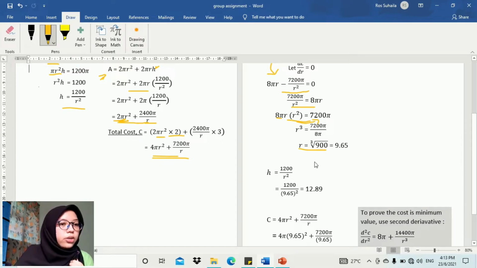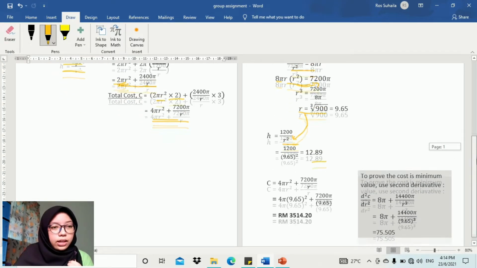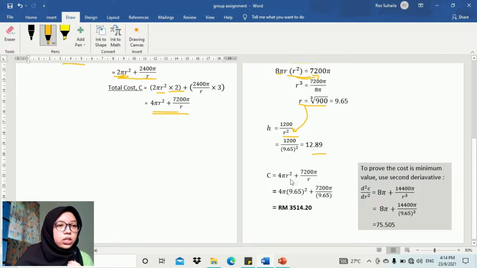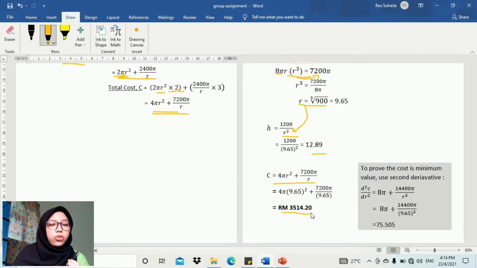After we got r, we can get h too. H just now is h equal to 1,200 per r², right? So we substitute r into this equation and we get h equal to 12.89. So we can get the cost of the cylinder. C, the total cost, is equal to this equation, right? 4 pi r² plus 7,200 pi per r. And we substitute r in here. So we get RM3,514.20.